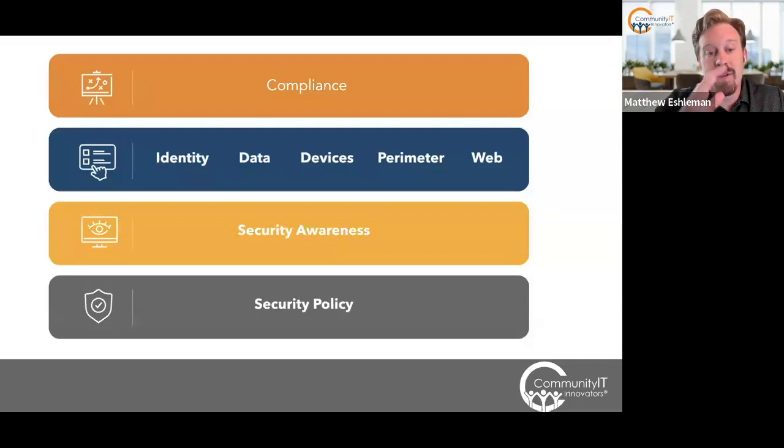So the rest of the graphic there, the blue line, is really the range of technical solutions that we would add in to provide meaningful protection. But again, technology in and of itself isn't going to be a perfect solution without that policy and staff training element as well. And at the very top, we have this compliance layer, which maybe represents some external requirements that you have.